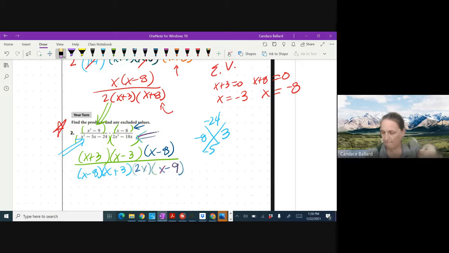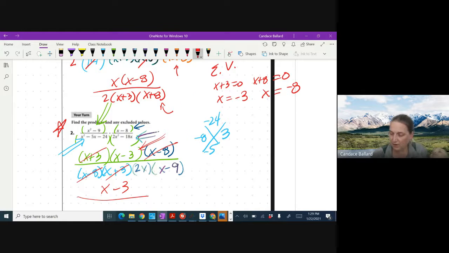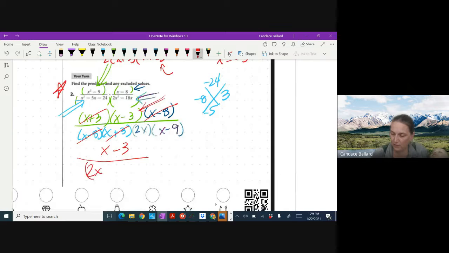So x minus 9. All right, so let's do some canceling. Who's feeling good about canceling now? All right, this is the fun part, right? So I'm seeing x plus 3 goes, x minus 8 goes. So the only thing left in our numerator is x minus 3. And then in the denominator, I would be left with 2x and x minus 9.